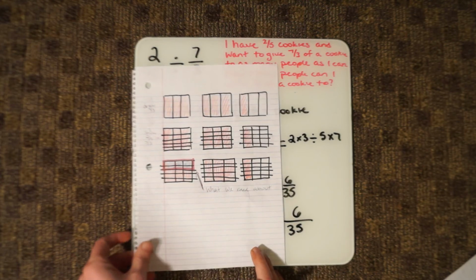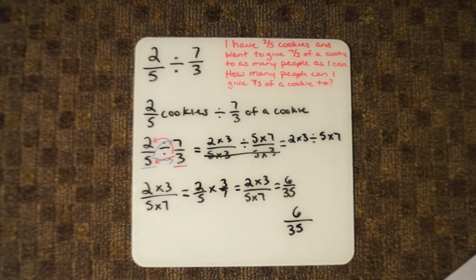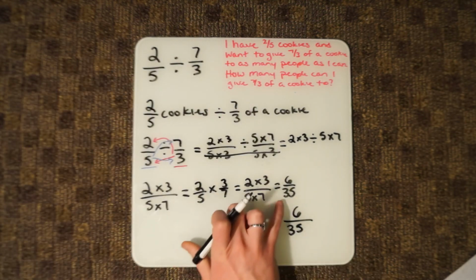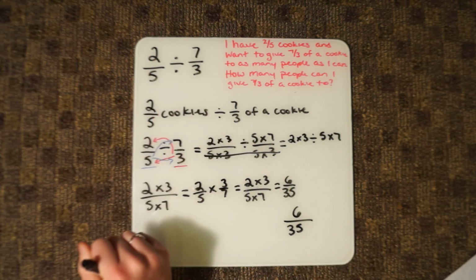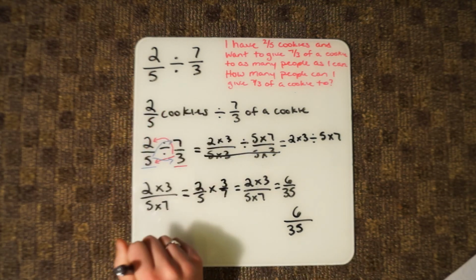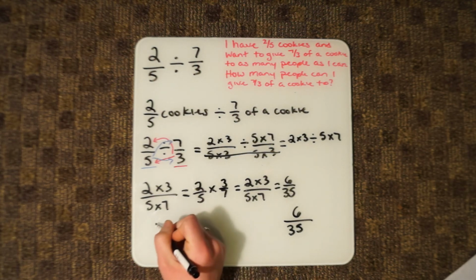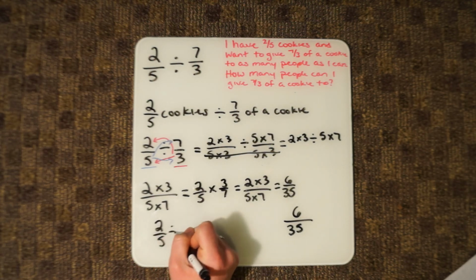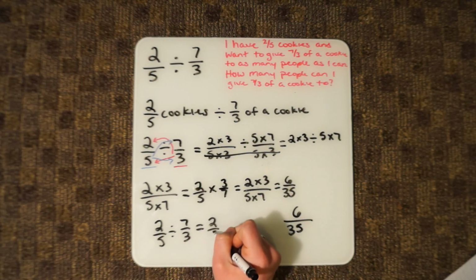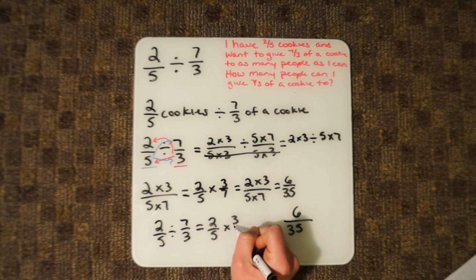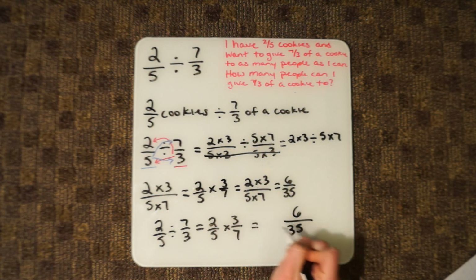So now we see that with both the drawing, which is right here, and the algebra, we got 6 over 35. And this is why you can do invert and multiply. So remember that 2/5 divided by 7/3 is equal to 2/5 times 3/7, which gets you 6/35.